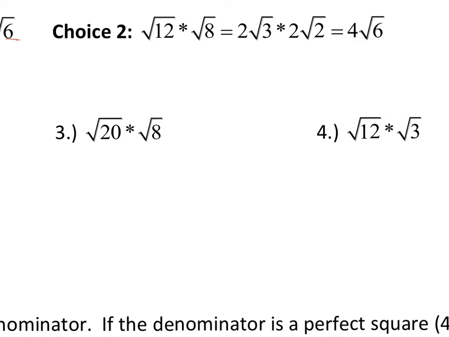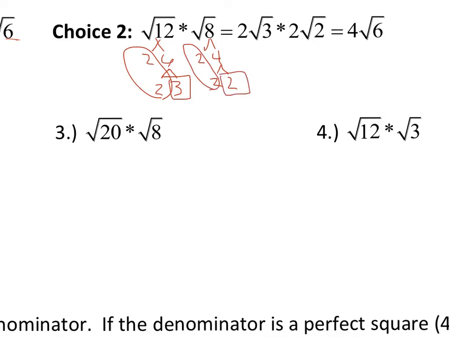Okay, so for choice 2, I'm going to break them down before I multiply. So 2 and 6, 2 and 3. So 12 is 2 on the square root of 3. 8 is 2 and 4. Notice that perfect square there. So 8 is 2 on the square root of 2. Now, when you multiply like this, you need to remember outside with outside, inside with inside. So 2 times 2 are the 2 coefficients. 2 times 2 is 4. And then inside with inside, square root of 3 times square root of 2 is square root of 6.